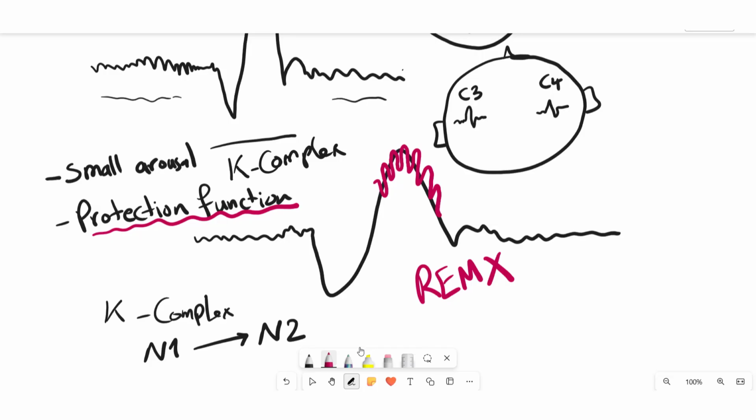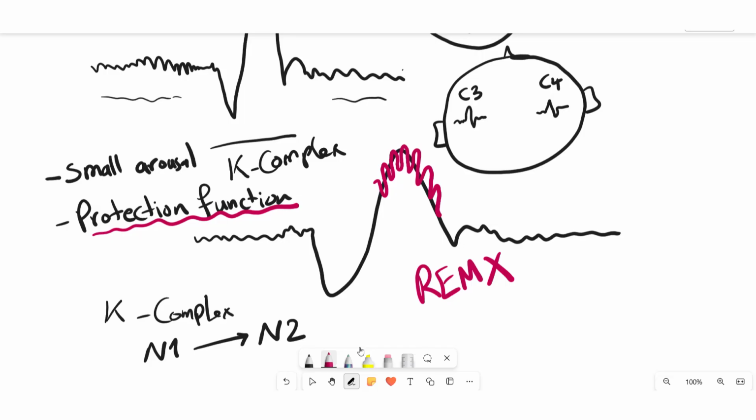So another interesting point is that if someone does not sleep for one night and the next night they finally sleep, they produce more and larger K complexes compared to previous nights when they slept normally. And this is another reason why many believe that the K complex supports the sleep protection theory.